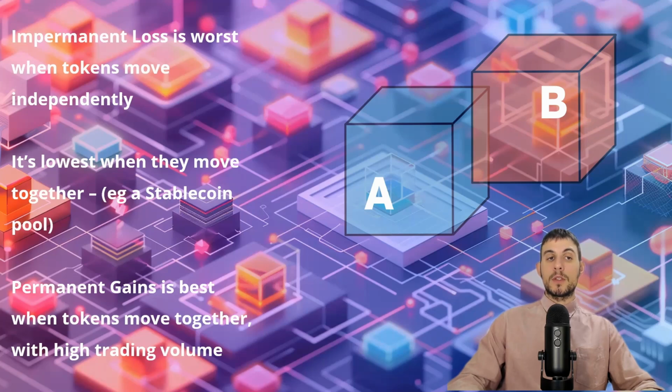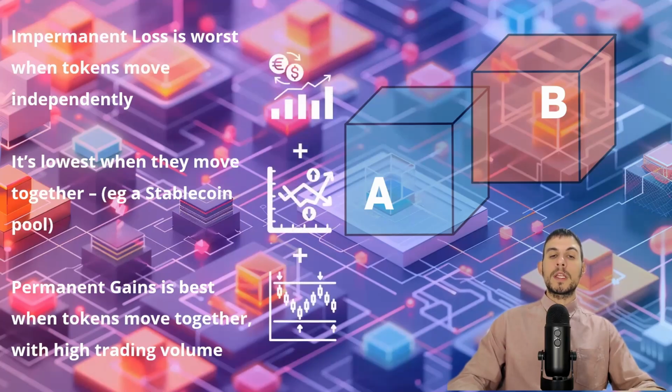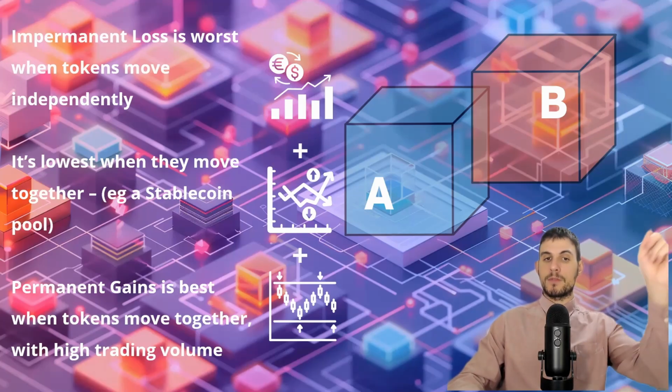Impermanent loss is the worst when tokens move independently. It's lowest when they move together, for example, a stablecoin pool. Permanent gains is best when tokens move together and they're both high trading volume. So when both assets are moving in the same direction with high volatility and they maintain a stable pool together, these are the 3 things which make part of an incredible pool. But if you want to see the 7 things, I would recommend checking out this video above.